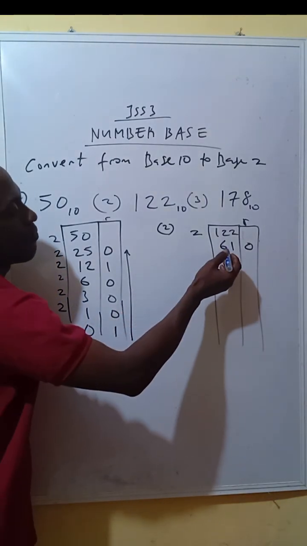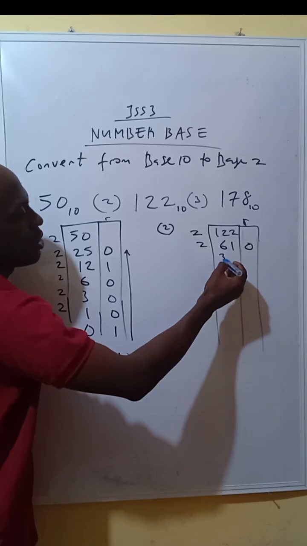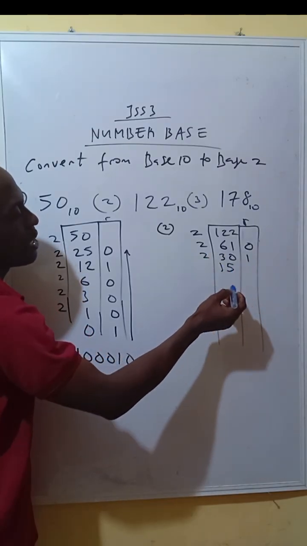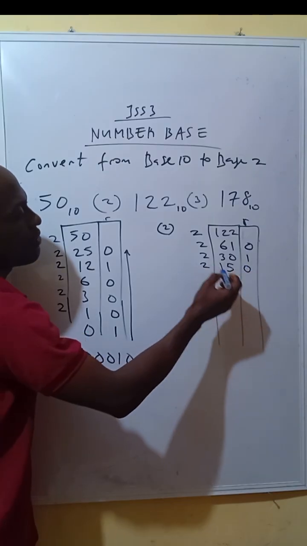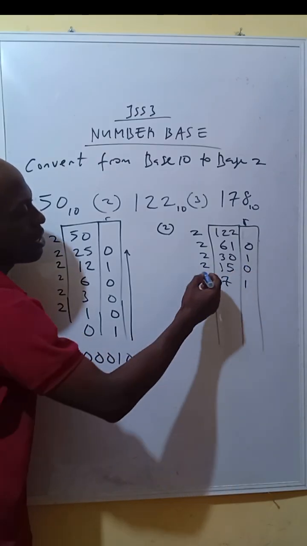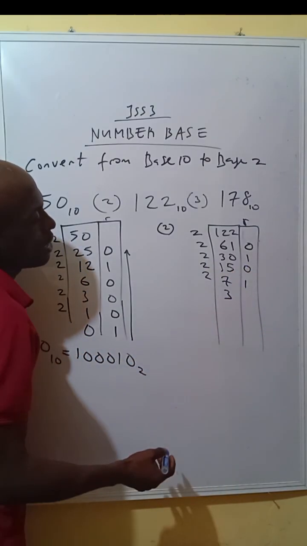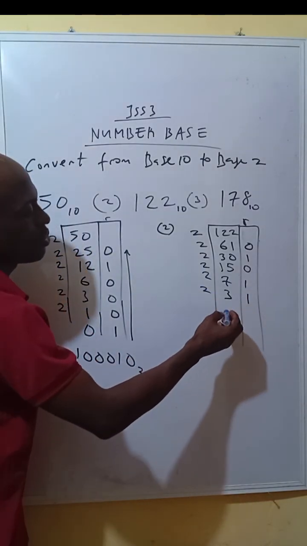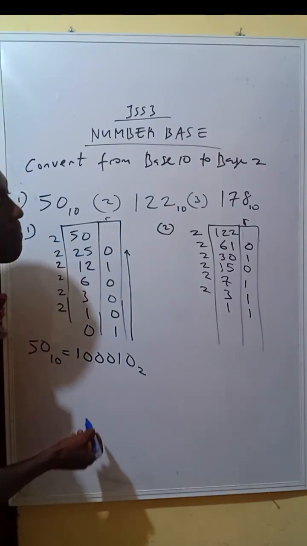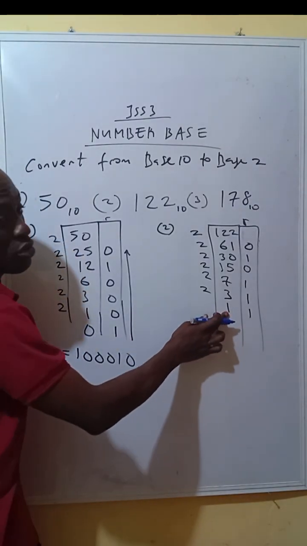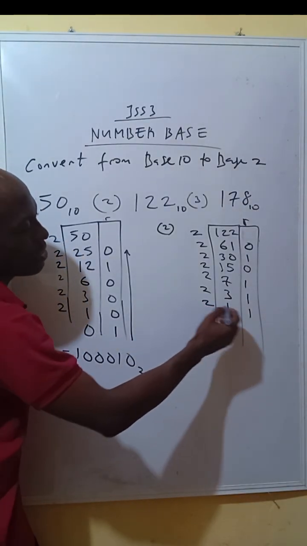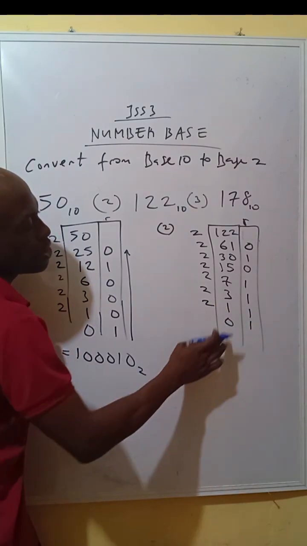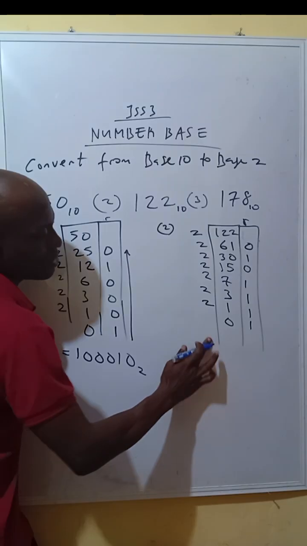And you go to 61 divided by 2, 30 remainder 1. 30 divided by 2, 15 remainder 0. 15 divided by 2, 7 remainder 1. 7 divided by 2, 3 remainder 1. 3 divided by 2, 1 remainder 1. You won't stop here at 1, you must have a 0 here. So 1 divided by 2, remember I said the 0 remainder. So since you've gotten 0 here, you can stop.